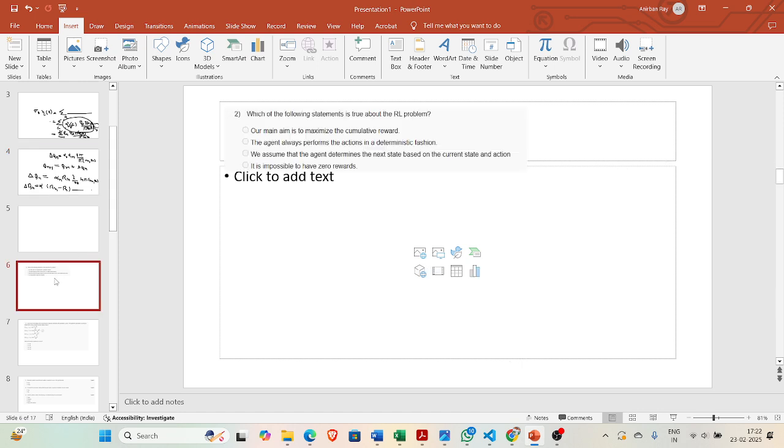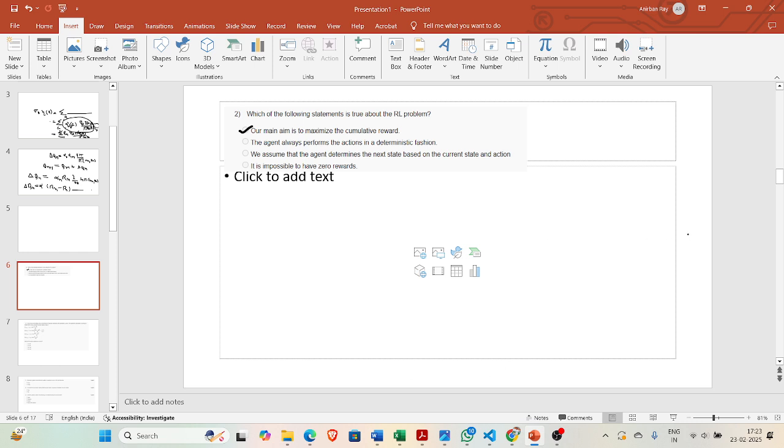So which of the following is true about the RL problem? Our main aim is to maximize the cumulative reward. So that is correct. In a full RL setting, we are not going to maximize the reward at one state. At multiple states, the sum of the rewards has to be maximized. It is called return actually. So cumulative reward is called return, and that has to be maximized.